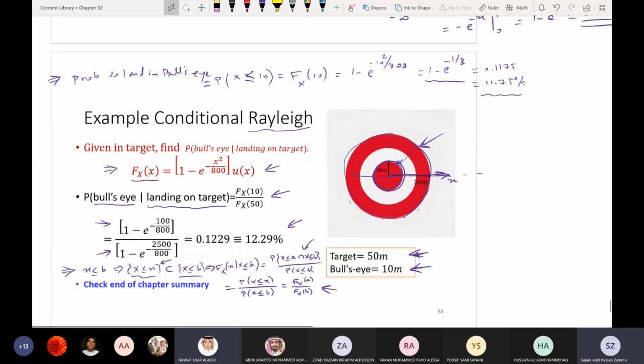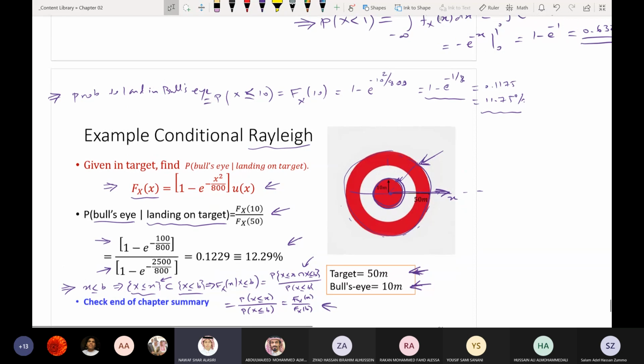Yes, but it did not change much. I mean, yeah, it increased a little bit. In this problem, it doesn't have to change much. For example, let's say the target, instead of 50 meters, is 30 meters. In this case, it will have a big difference.